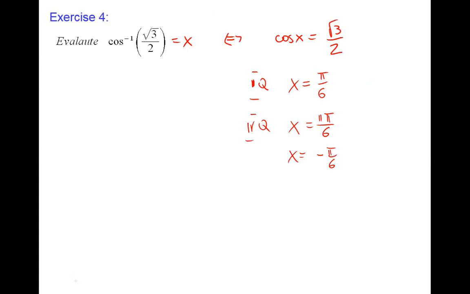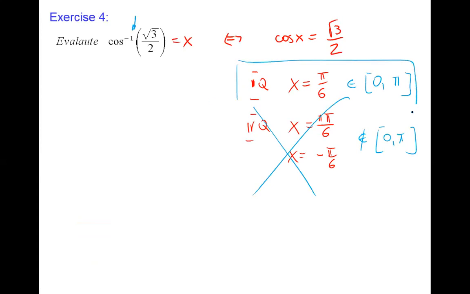But we know that we can't accept these because both of them are not placed between 0 and pi. This one is perfectly fine. Normally we provide all of the solutions, but for the inverse, we only have to be in that range, or domain, if we're still thinking about cosine. So please remember, do not make this mistake.